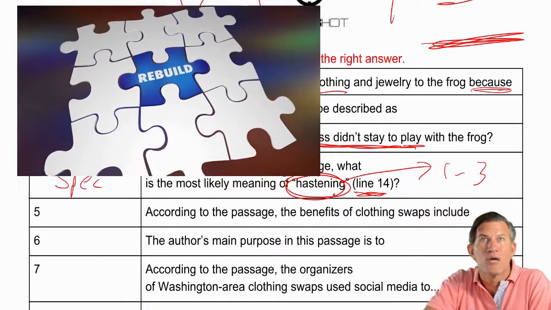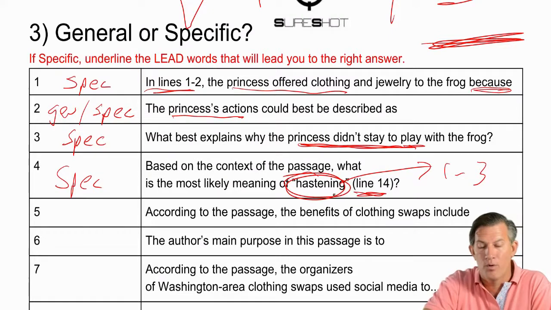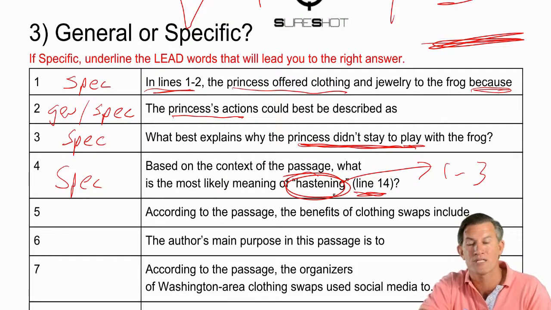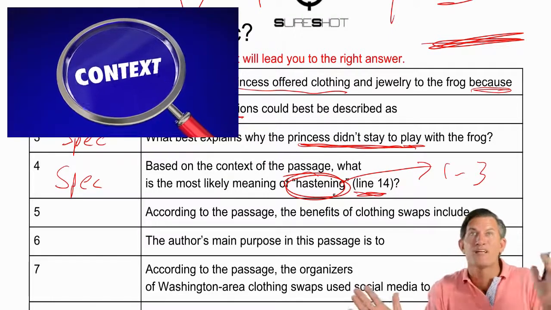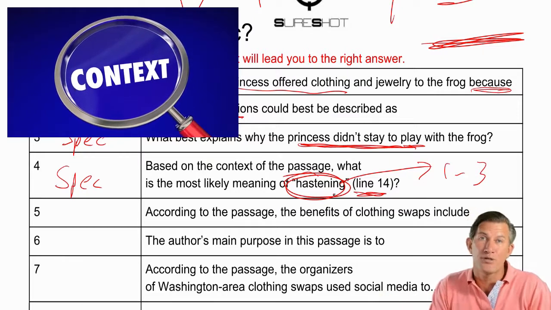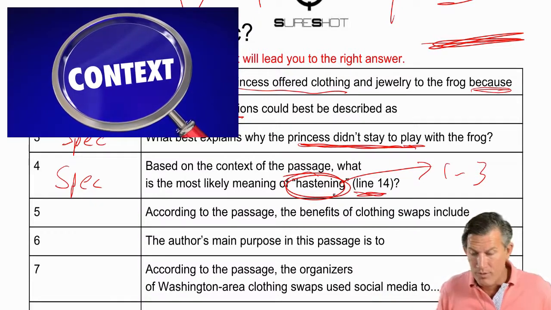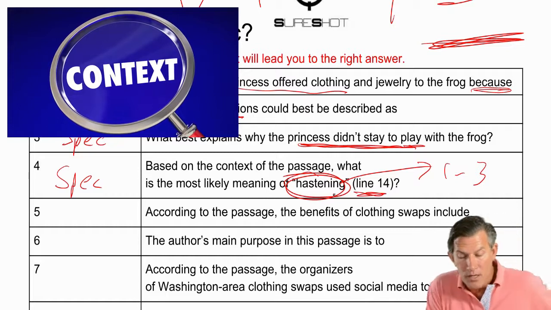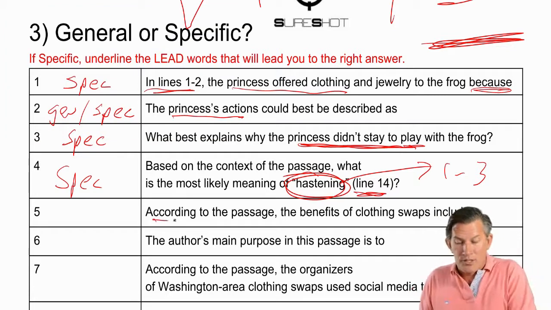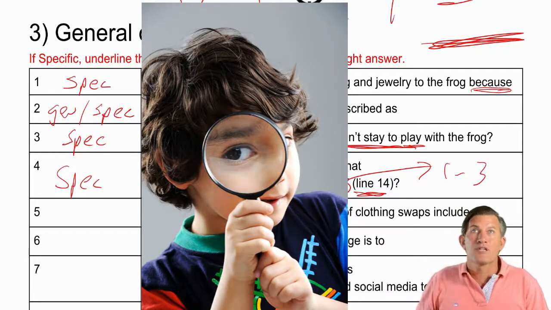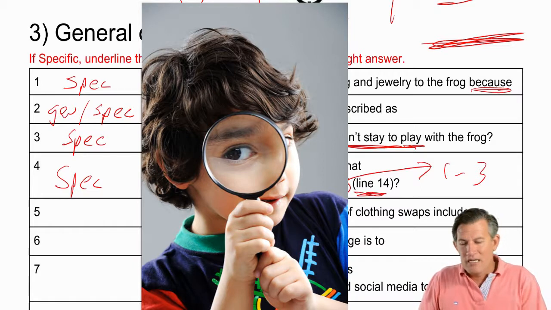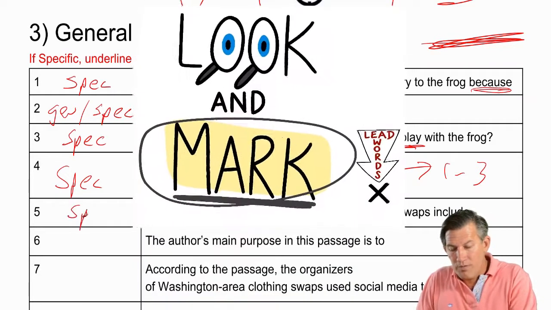Go back, and because hastening, you may or may not know what it means. You probably can figure it out through context, but they're not asking you what it means in a vacuum or in a dictionary. They're asking you what it means there. That's very important. Okay, according to the passage. Anytime it says according to the passage, then you have to look in the passage. It's not the main idea, it's according to the passage, so it always is specific, okay?